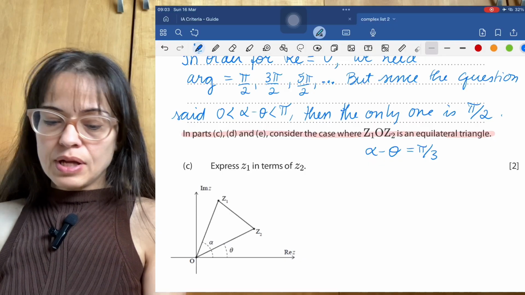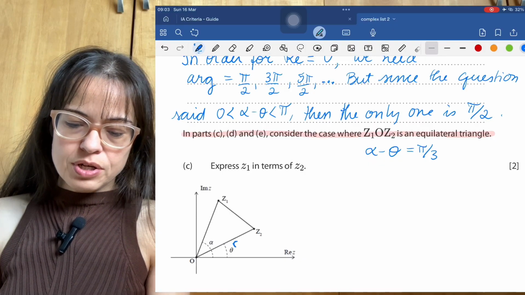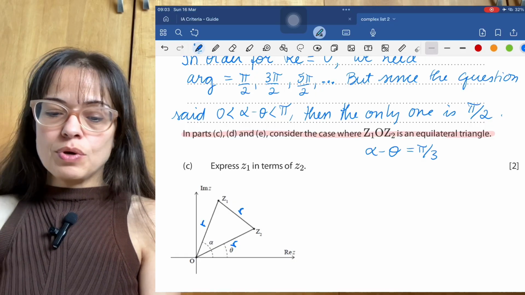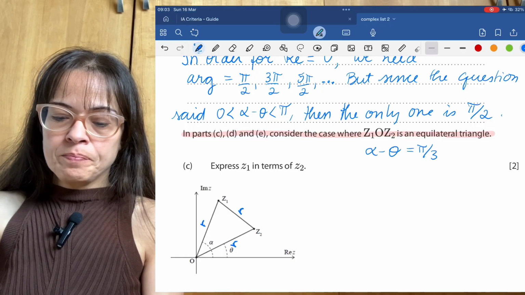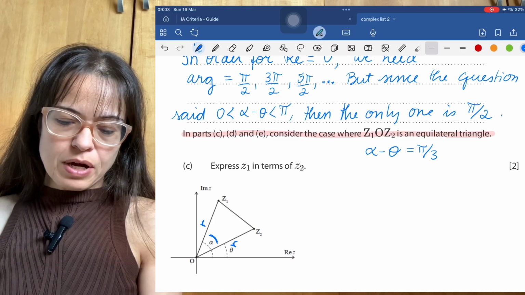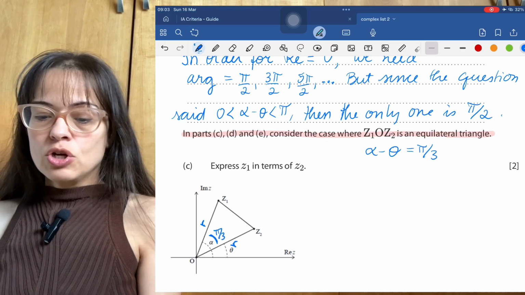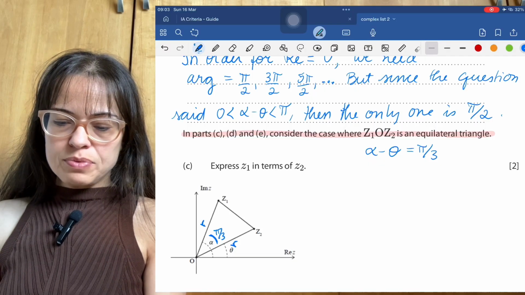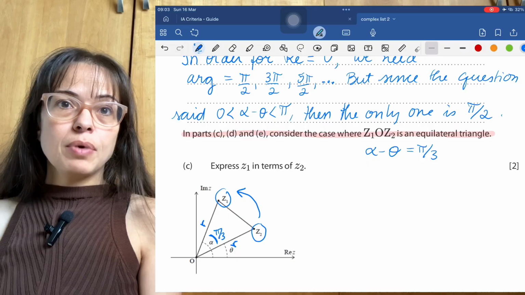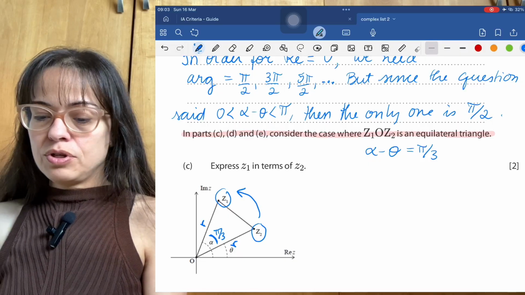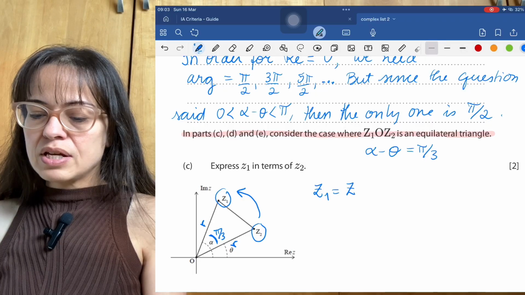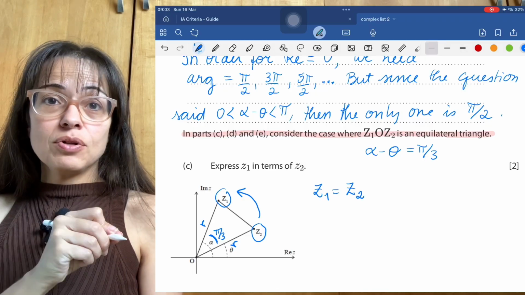So if it is an equilateral triangle, the two radii need to be the same. This other side is the same number as well, but that's not important right now. And this angle here, alpha minus theta, is the angle pi over 3, or 60 degrees. So what has happened from Z2 to Z1 is that I've rotated by pi over 3, and didn't do anything to the radius. So Z1 is the Z2 that has just been rotated by an angle of pi over 3.